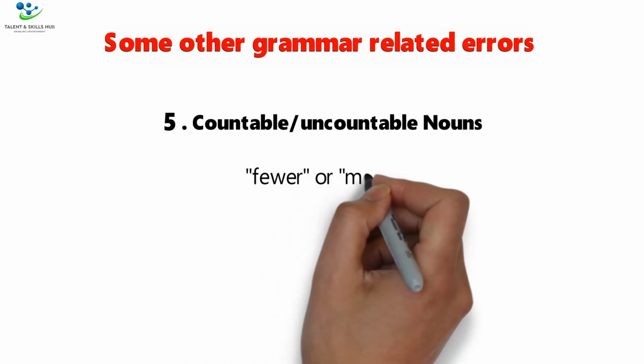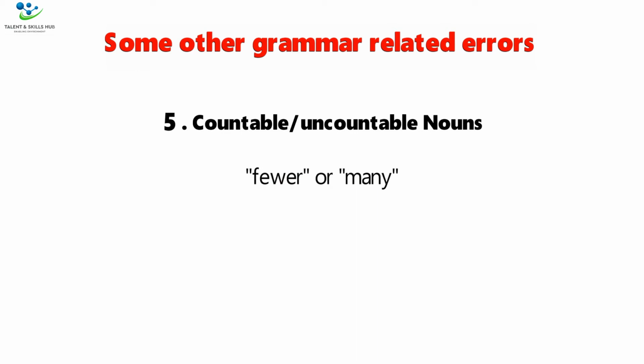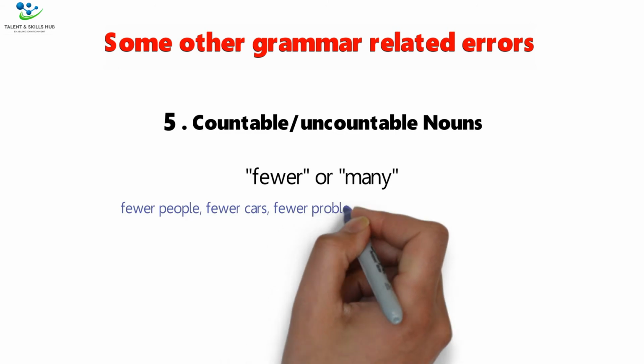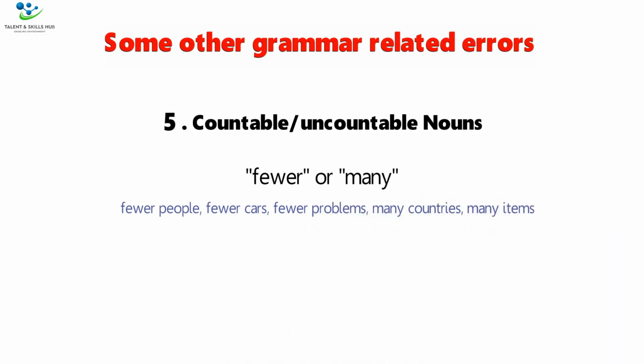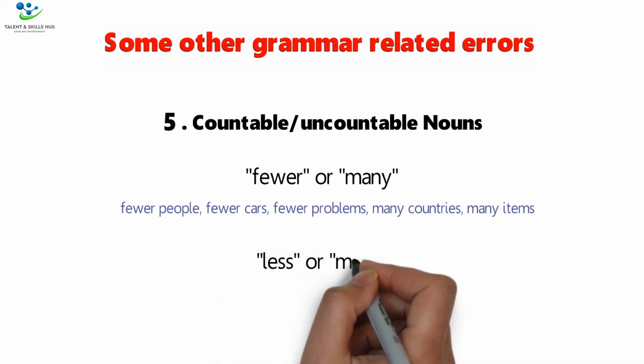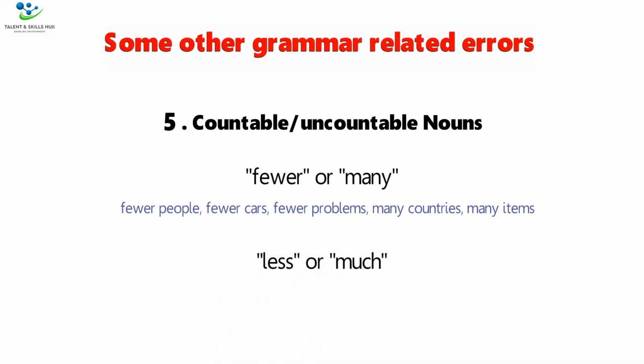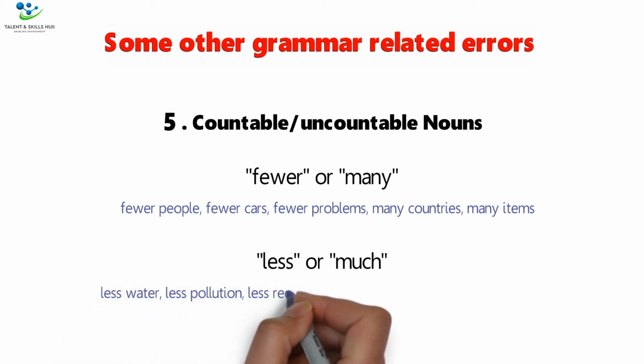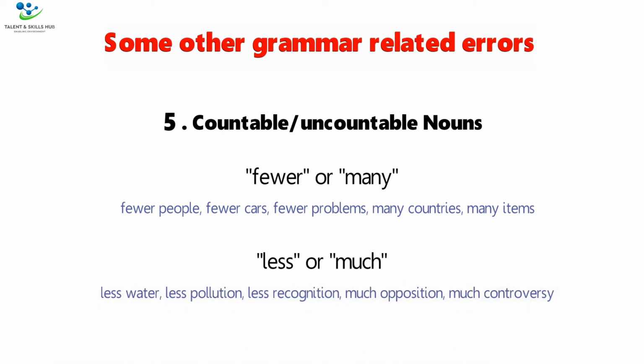Use fewer or many for nouns that can be counted. For example, fewer people, fewer cars, fewer problems, many countries, or many items. Use less or much for nouns that cannot be counted. For example, less water, less pollution, less recognition, much opposition, or much controversy.